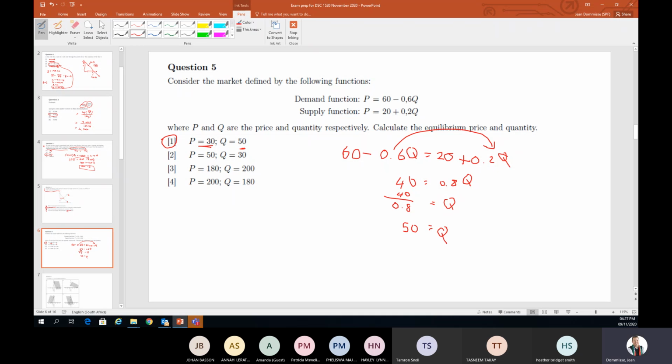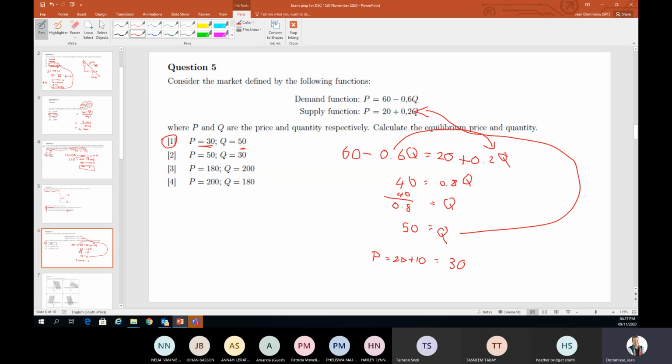Okay, so just if there was another option with Q in this that also was 50, the way then to get P is to use any one of those formulas, put back. So let's just do it for, so if we put it back into that equation, then it is 50 times 0.2, which would have given us 10. So P will be equal to 20 plus 10, which is equal to 30.